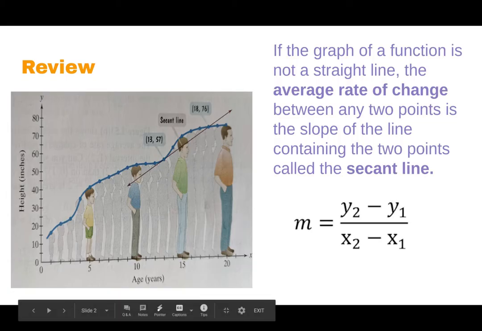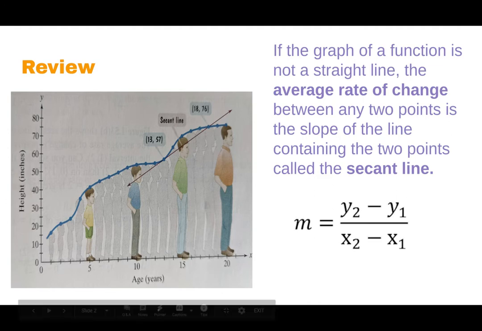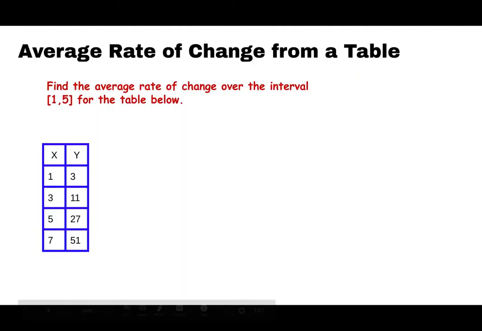So this is what we did yesterday. A brief review: we discovered that if the graph of a function is not a straight line, the average rate of change between any 2 points is the slope of the line containing the 2 points, called the secant line. And we simply use the slope formula to solve for the slope of the secant line. The secant line is one of those things that's going to be with you for the rest of your math career. So you learned it and heard it here first in Math 1 at Southern Middle School with Mr.